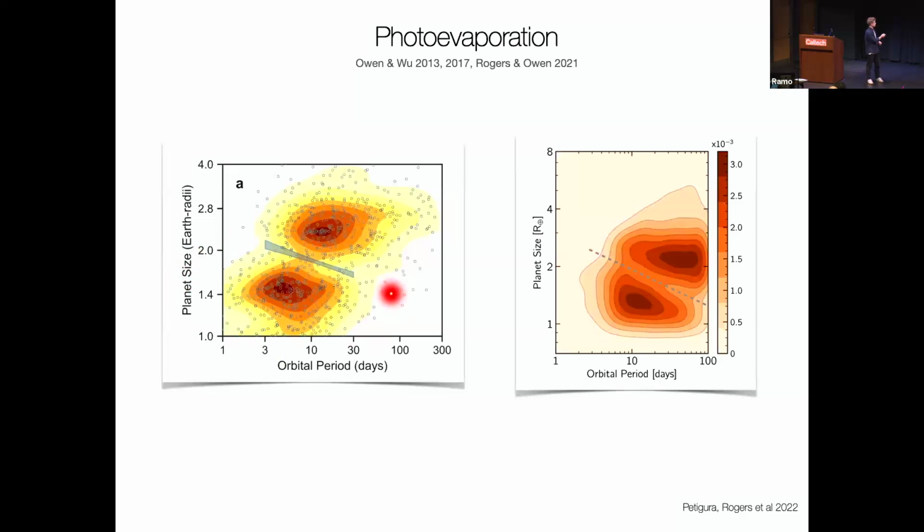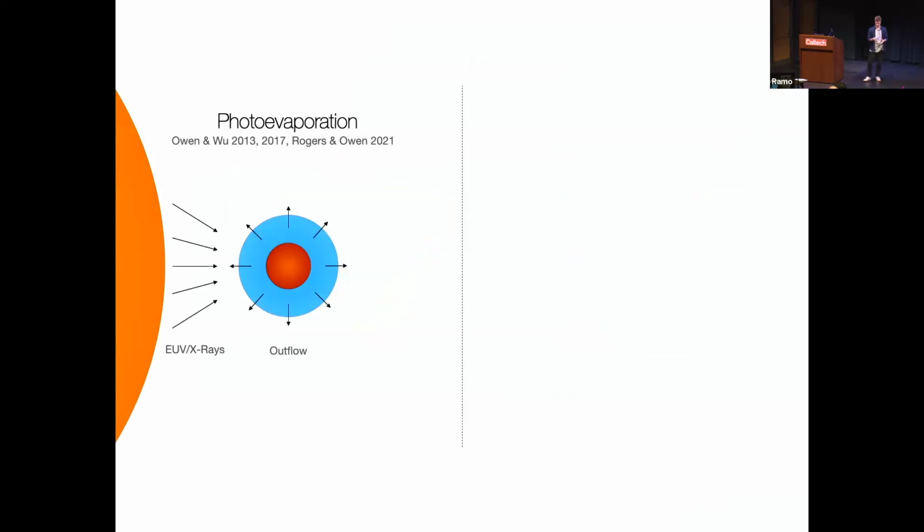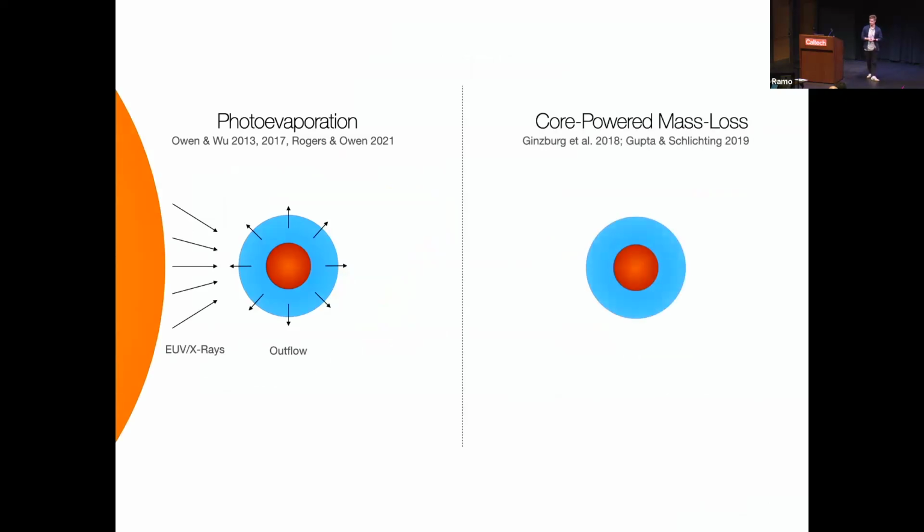On the left is the data from the California Kepler survey, and on the right is a population model. You see we reproduce this slope as a function of orbital period, and we get the two populations of super-Earths and sub-Neptunes. So photoevaporation does a great job in reproducing the data, but you may have seen in the literature there's this other mechanism which also does a good job, called core-powered mass loss.